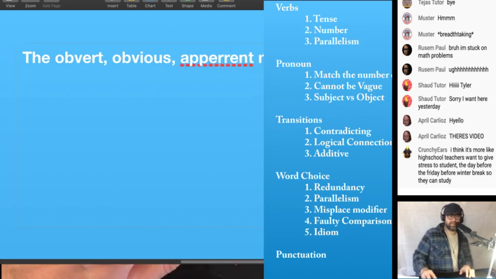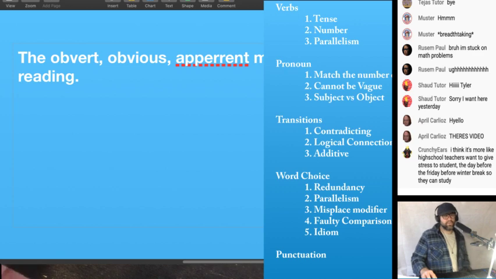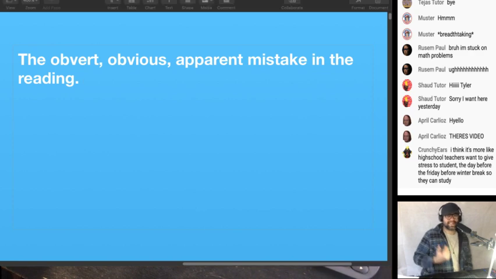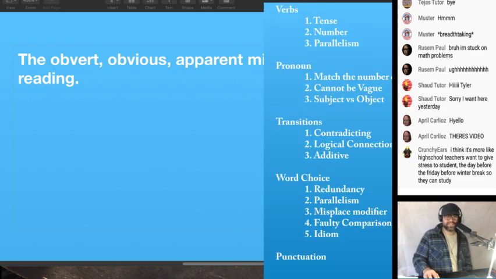Okay, so I don't know how to spell apparent, apparently. This is what's considered redundancy, a sentence like this: the overt, obvious, apparent mistake in the reading. Overt, obvious, and apparent all mean the same thing. So you'd actually want to get rid of two of those words so that you're not repeating the same concept three times in a row. So that's redundancy for you.